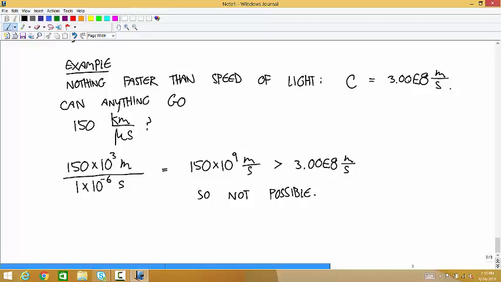Will you switch back and forth between writing out 10 to the whatever versus e to the 8? Did I write E? Oh, yes, I will. Actually, I'm probably going to end up writing it like this most of the time. That was an accident there, though.